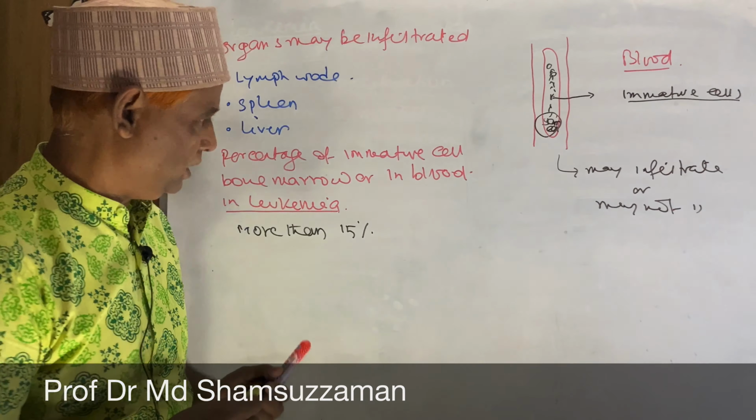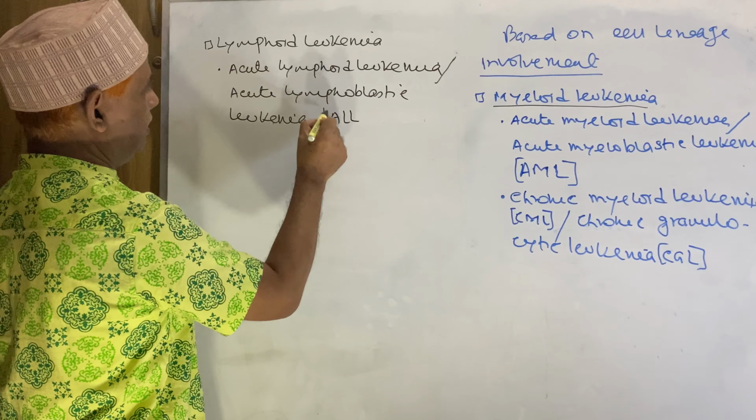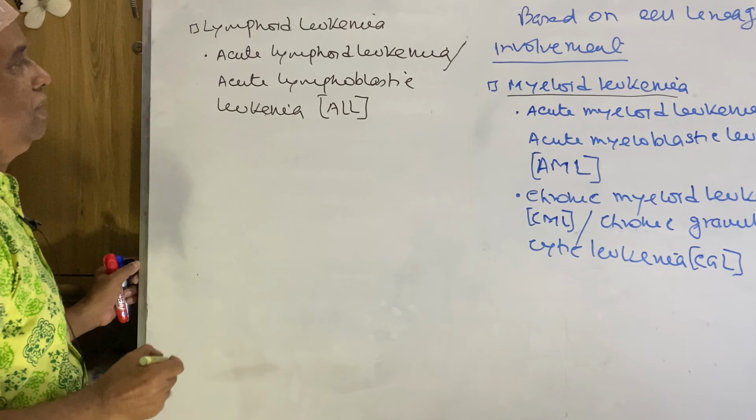One is acute lymphoid leukemia, or it is called acute lymphoblastic leukemia. Acute lymphoblastic leukemia. Abbreviation is ALL. Acute lymphoblastic leukemia.